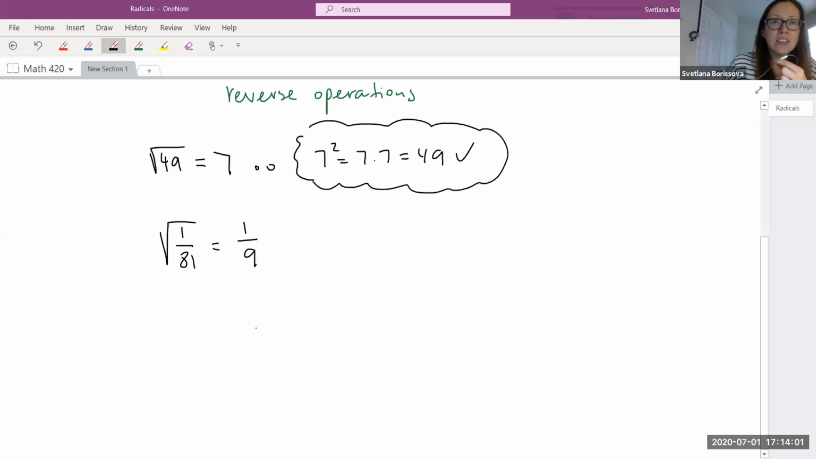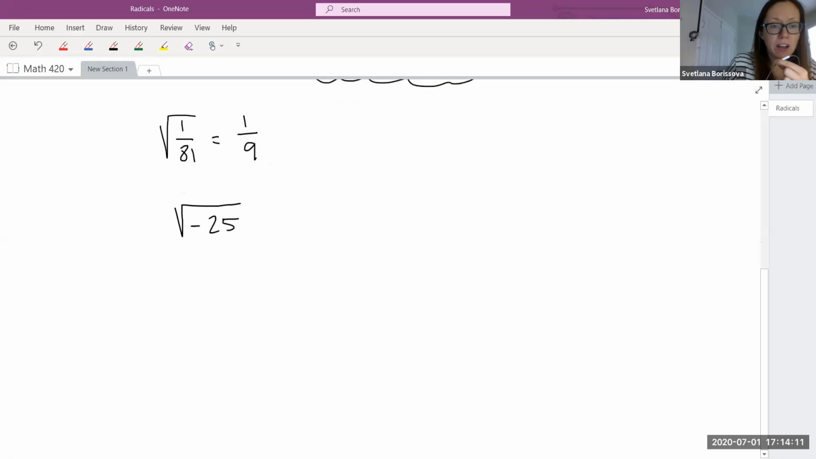How about, or actually, I'll just write like that. The square root of negative 25. Let's think about the square root of negative 25. So what would be the answer? Or is there an answer? So I'm thinking, what number when I multiply it by itself, or square, in other words, gives me negative 25, right? And then I start thinking, well, I'm not going to use 5. I know the square root of 25 is 5, and I can check: 5 times 5 is 25, right? Not negative 25. Then I'll think, well, maybe then it's negative 5.